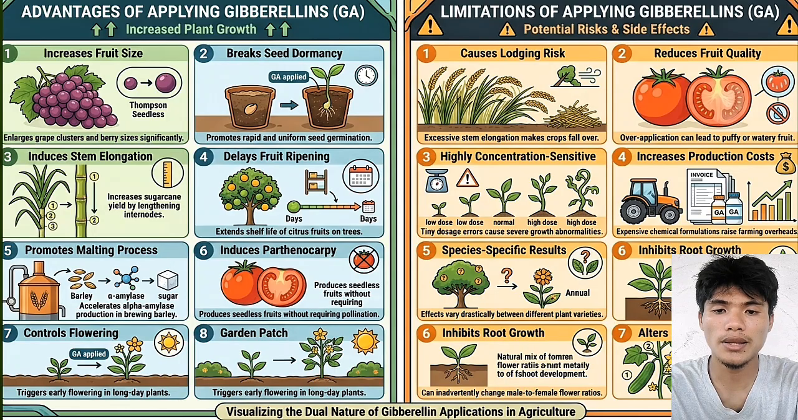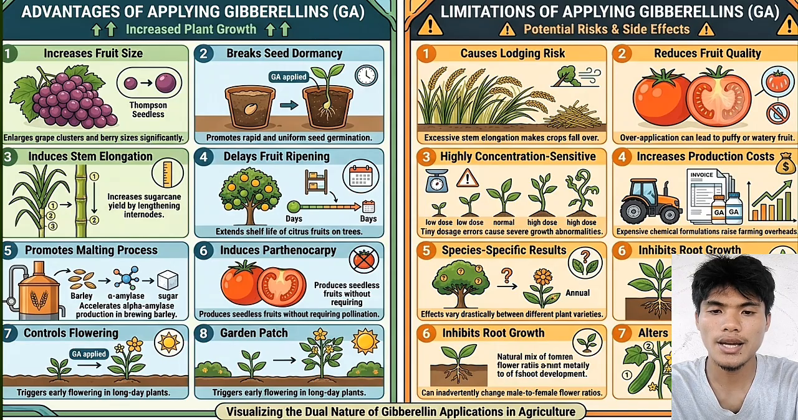Next slide is advantages and limitations of applying gibberellin. These slides provide a more detailed look at the effects of gibberellins. Some major advantages include increasing fruit size, breaking seed dormancy to improve germination, promoting stem elongation, delaying fruit ripening, stimulating enzyme production during malting, inducing parthenocarpy or seedless fruit formation, and regulating flowering.